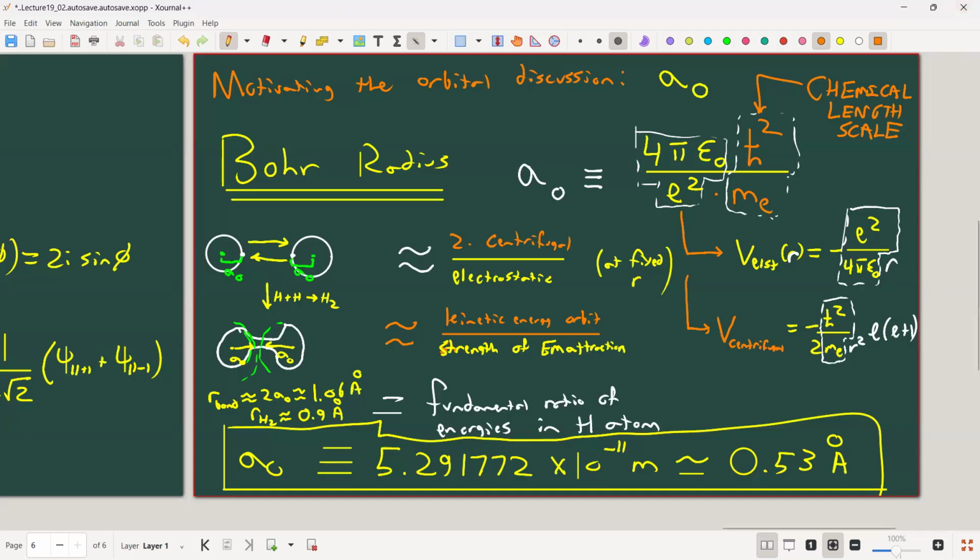Okay, let me see if I have any other quick comments I want to make to you. No, let's just stop there. And then what we'll do next time is we'll calculate this exact distance for the hydrogen atom and show that it's very close to a naught. And then we'll go from there. Okay, you guys have a good one.